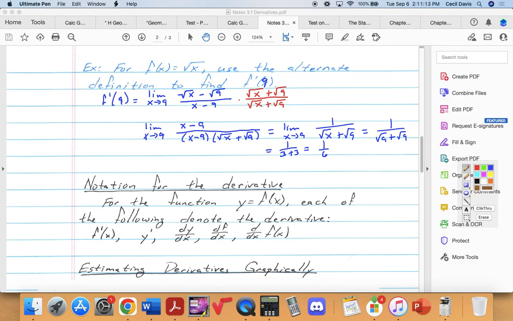The alternate definition is nice sometimes. There are certain kinds of problems that it works on really well. Things with square roots in them, things where you have a complex fraction, it works pretty well in those also. All right, let's move on. Any questions about that? All right, notation for the derivative.